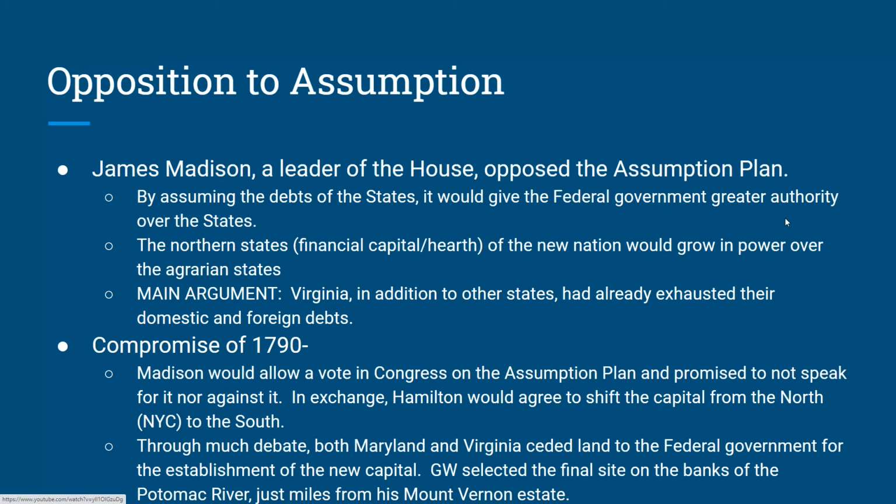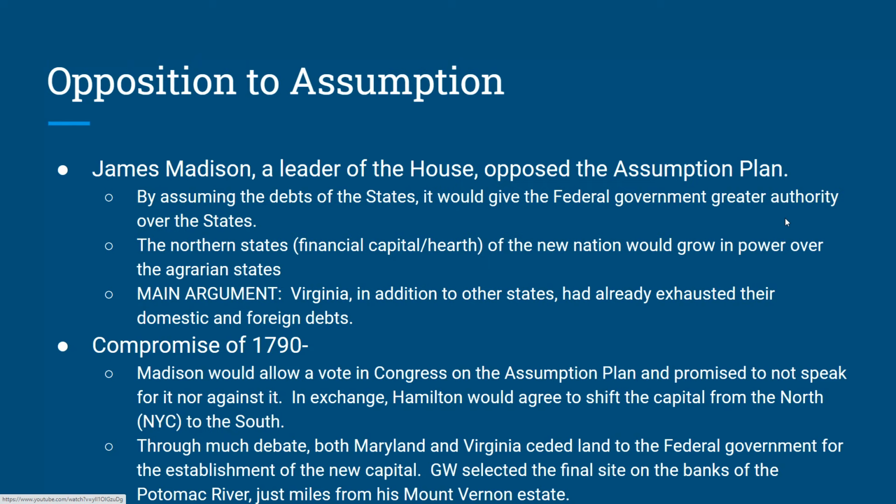So Madison, the leader of the House, James Madison in the House of Representatives, opposed the assumption plan. The reason is that if the national government were to assume the debts of the states, that means the national government is going to pay them off. It would give the federal government greater authority over the states. And they're going to pay off that debt through the national bank, which, again, is not very well liked by Jefferson and Madison, so it would make that bank even more powerful.